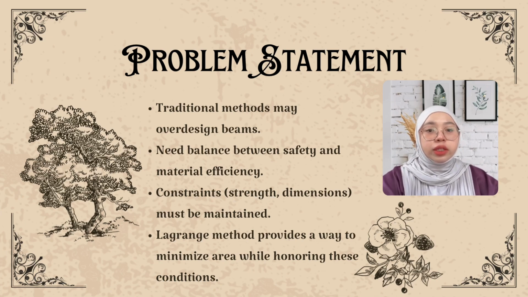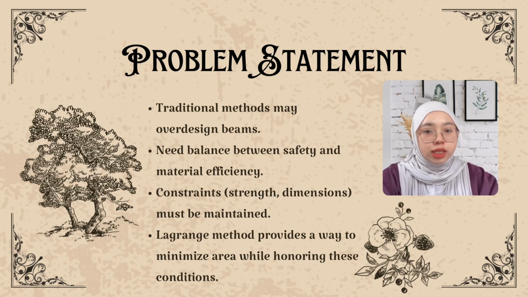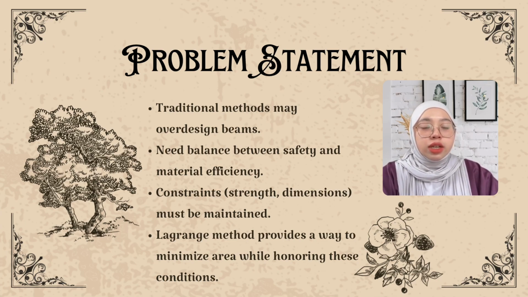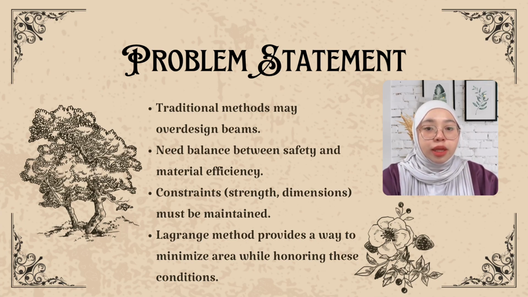I can continue the explanation for the problem statement for this project. First, the traditional method may over-design the beam. Second, there is a need to balance safety and material efficiency. Next, the constraint dimension must be maintained. And the last problem statement is that the Lagrange method provides a way to minimize while honoring those conditions.